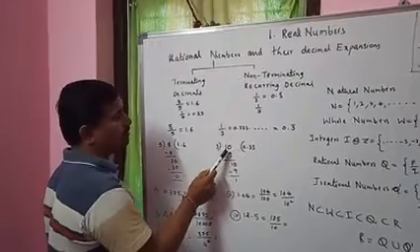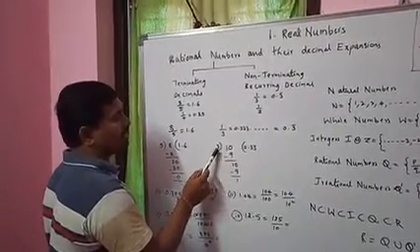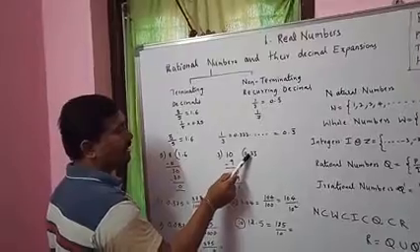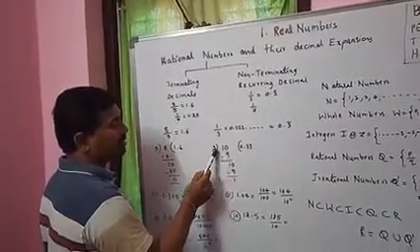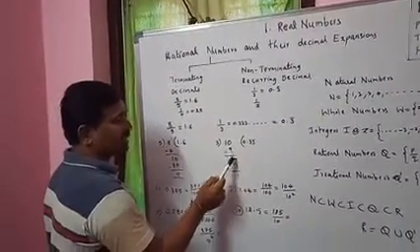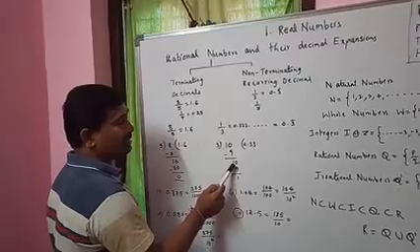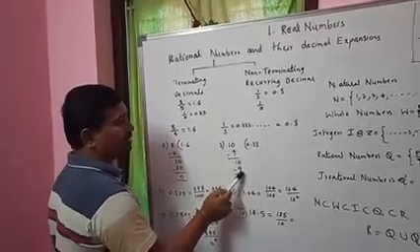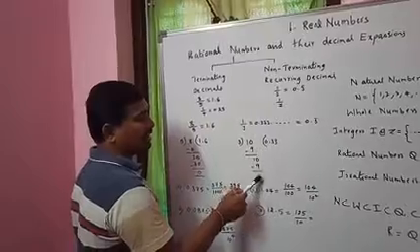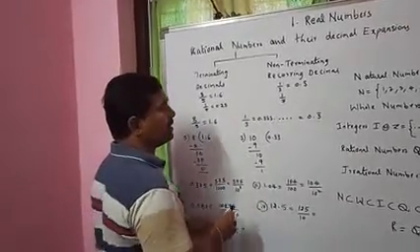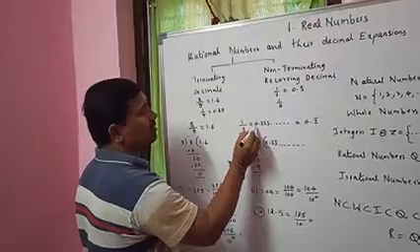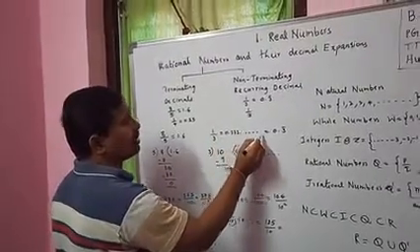Divide 1 by 3. 1 is less than 3, so put a point and take 0. 3 threes are 9. 10 minus 9 is 1. Again 1 is less than 3, so take 0. 3 threes are 9. Again 1, repeating the same. So 1 by 3 is equal to 0.3333, and so on.